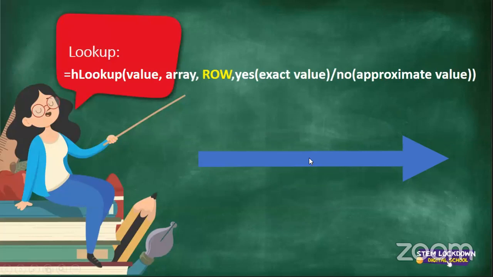hLookup, what does hLookup do? It goes across and then down. So vLookup goes down first and then across. This one goes across first and then down.